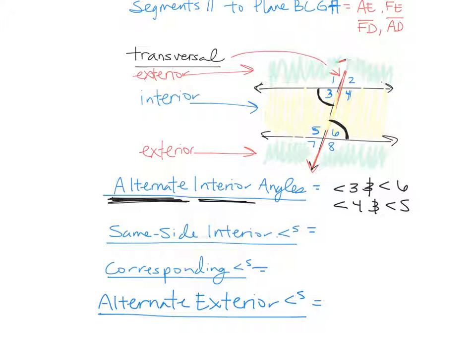So same side interiors, you have 3 and 5. Okay, so angle 3 and angle 5 are same side interiors. What's the other pair of same side interiors? 4 and 6.